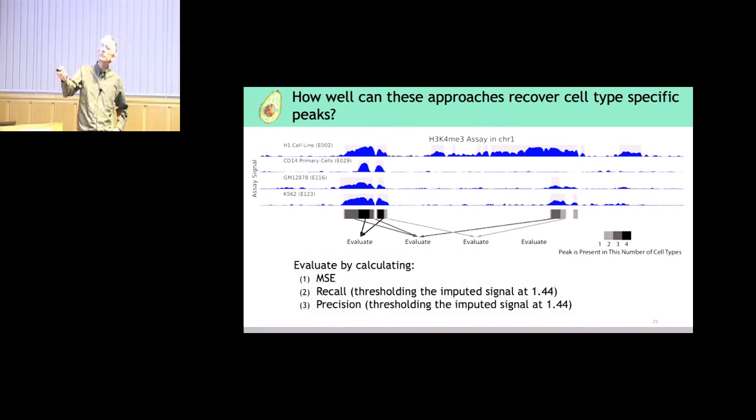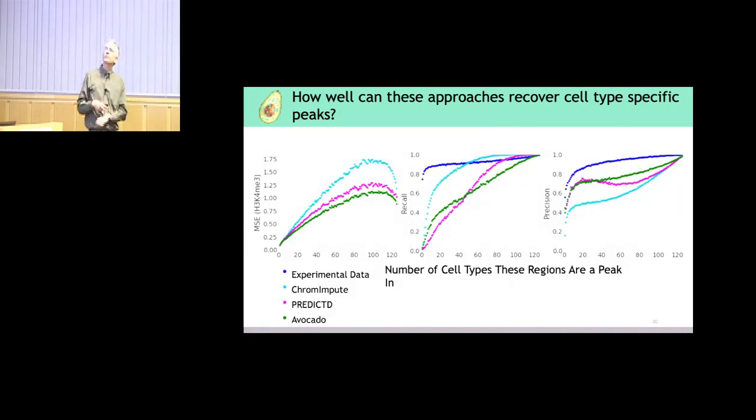We looked at this 3 ways. We looked at the mean squared error separately in each of these different kinds of peaks, and then also recall and precision, where we had an argument in the paper about how we set the threshold for that. So here are the results. This is the number of cell types these regions are a peak in. Some of these are constitutive. Some of them are extremely rare peaks that only happen in a few cell types. And these ones in the middle are the harder ones where it's sometimes there and sometimes not.